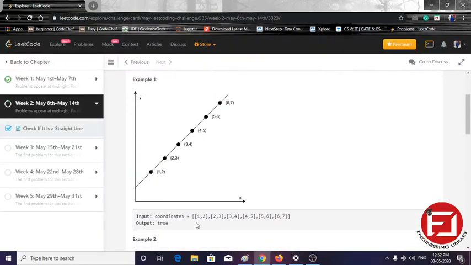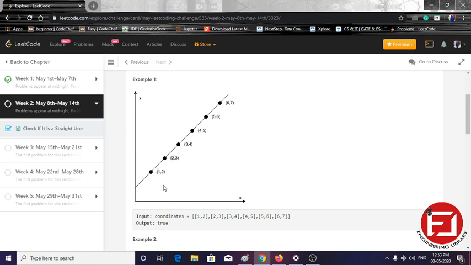So first example: 1 2, 2 3, 3 4, 4 5, 5 6, and 6 7. We have to check whether it is making a straight line or not. The basic concept we are going to follow is to calculate the slope between these points, using the formula x2 minus x1 divided by y2 minus y1. So x2 minus x1, 2 minus 1 is 1, and 3 minus 2 is 1, which means the slope is 1.